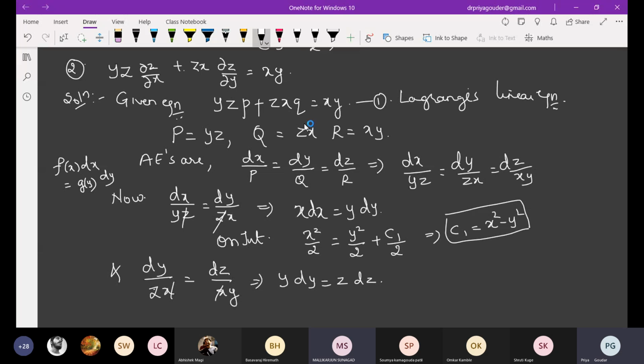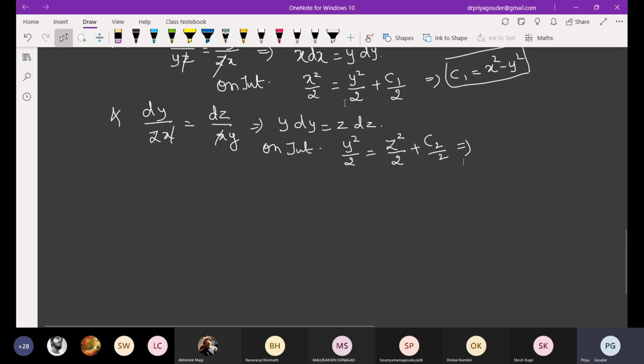Next step, integration. So if you integrate, what is the integration of y? Y square by 2, and z is z square by 2, plus what I have to take? C2 by 2. So what is the second relation? C2 is equal to y square minus z square.